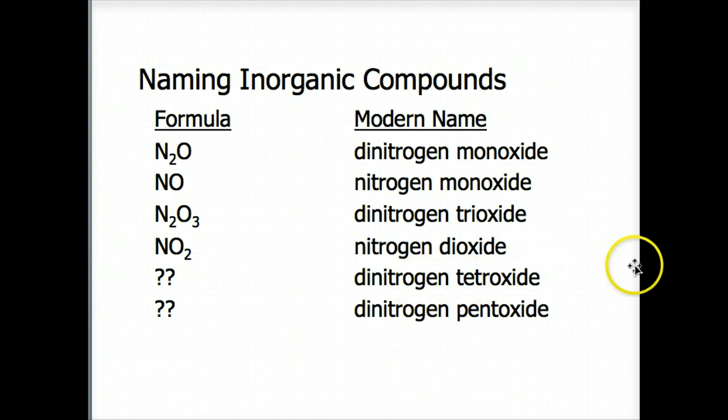How about on the bottom 2? Dinitrogen tetroxide. It has how many nitrogens? 2. How many oxygens? 4. N2O4. Dinitrogen pentoxide. What about it? That's right. 2 nitrogens and 5 oxygens.